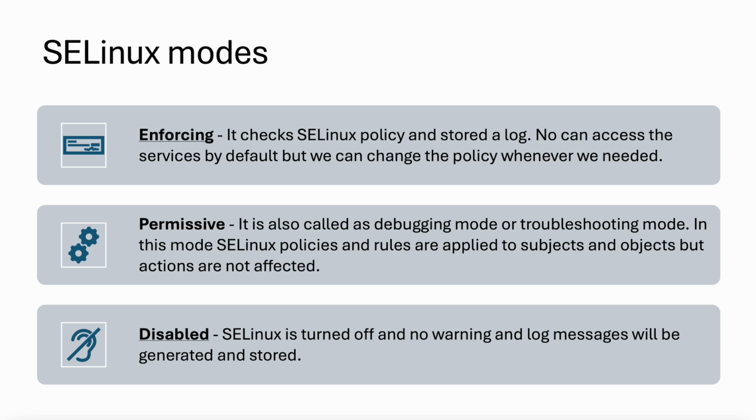What are SELinux modes? There are three types of SELinux modes. First is enforcing. It checks the SELinux policy and stores a log. No one can access the services by default, but we can change the policy whenever needed. Second is permissive. It is also called debugging mode or troubleshooting mode. In this mode, SELinux policies and rules are applied to subject and object, but actions are not affected. Third is disabled. SELinux is turned off and no warnings and log messages will be generated and stored.